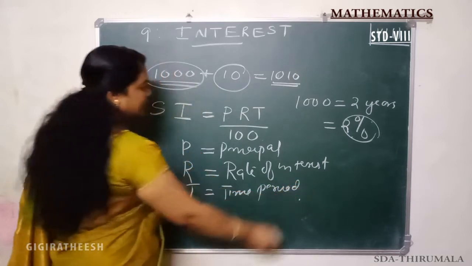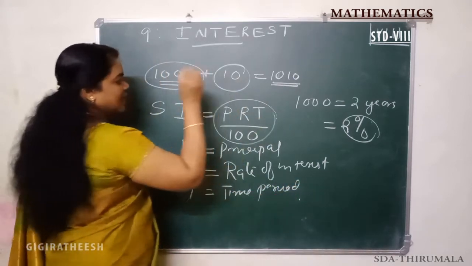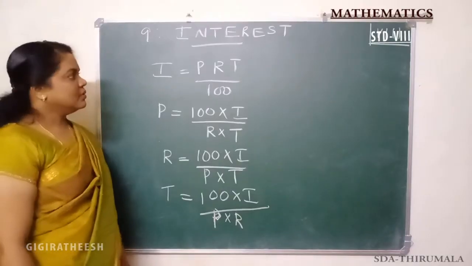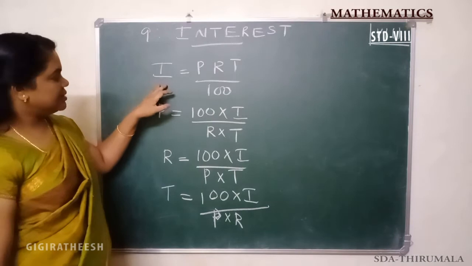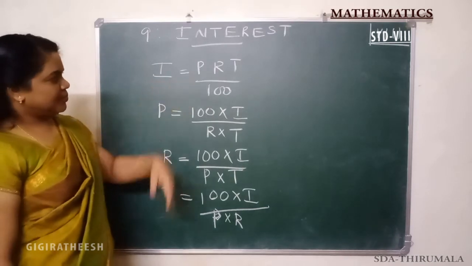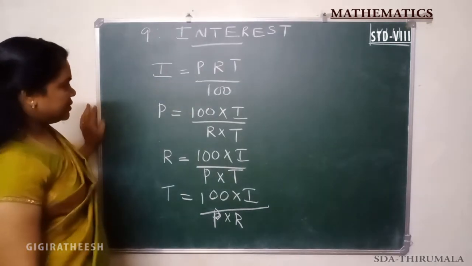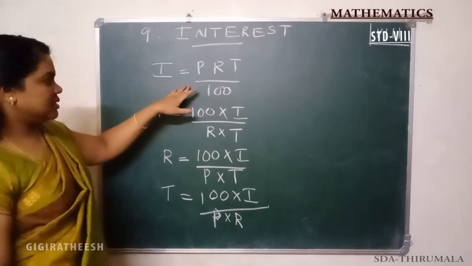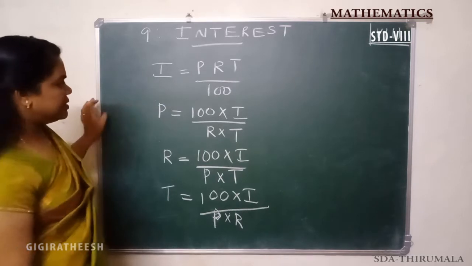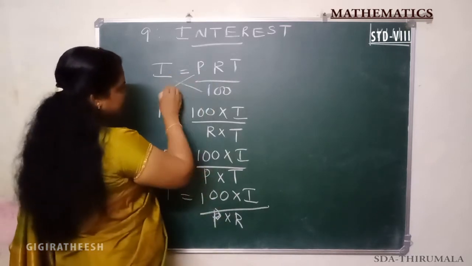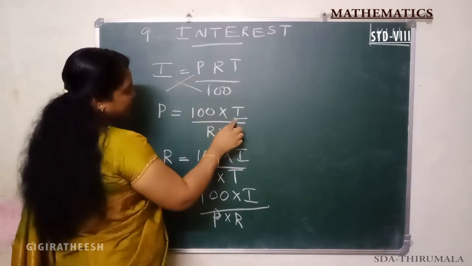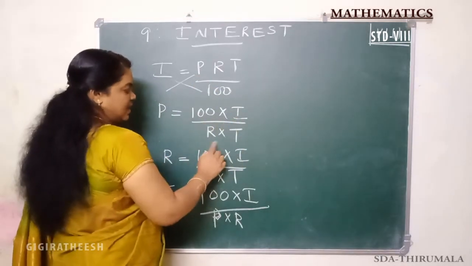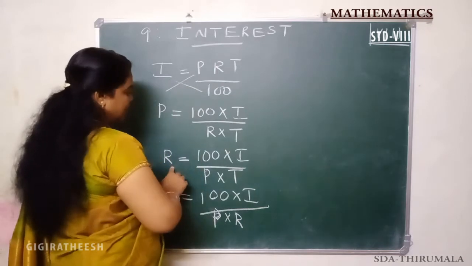This is the formula for calculating: P into R into T by 100. I, the interest, is equal to PRT by 100. From this formula we can calculate P. Cross multiplying, P is equal to 100 into I divided by R into T.